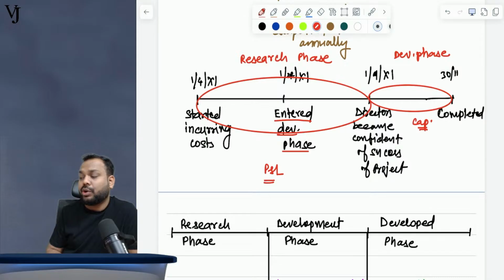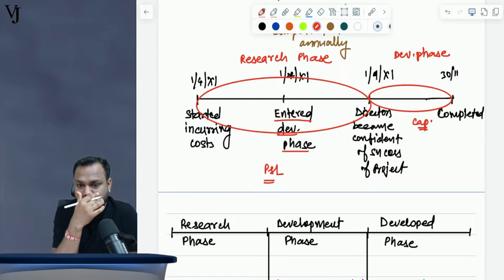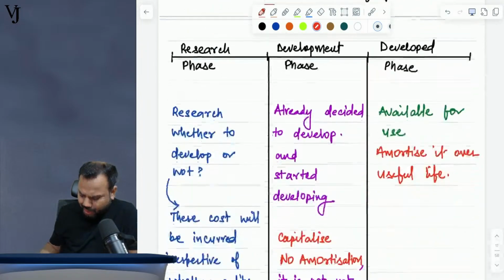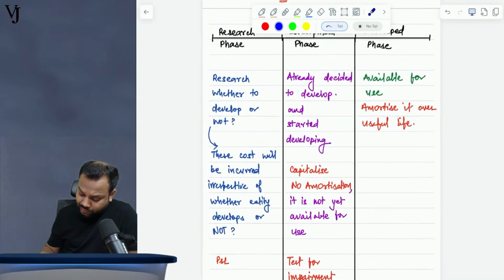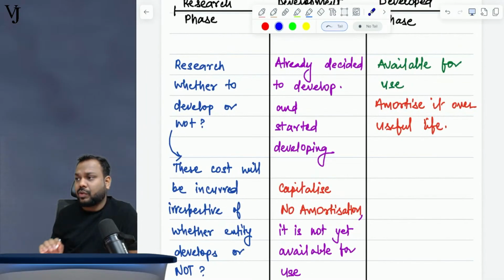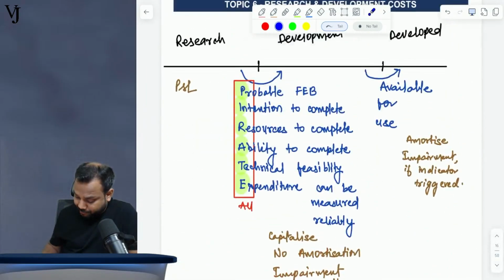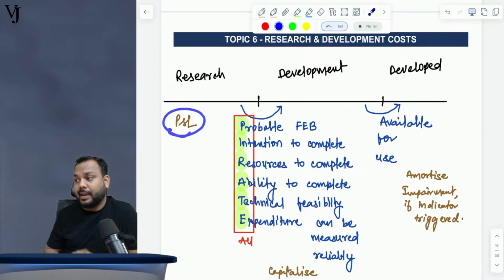This is what I wanted to discuss here, because many students were making a mistake here. Though this topic is very easy, since I've discussed it, I want to take it up. Under a research phase, all the expense that is incurred will be transferred to P&L.